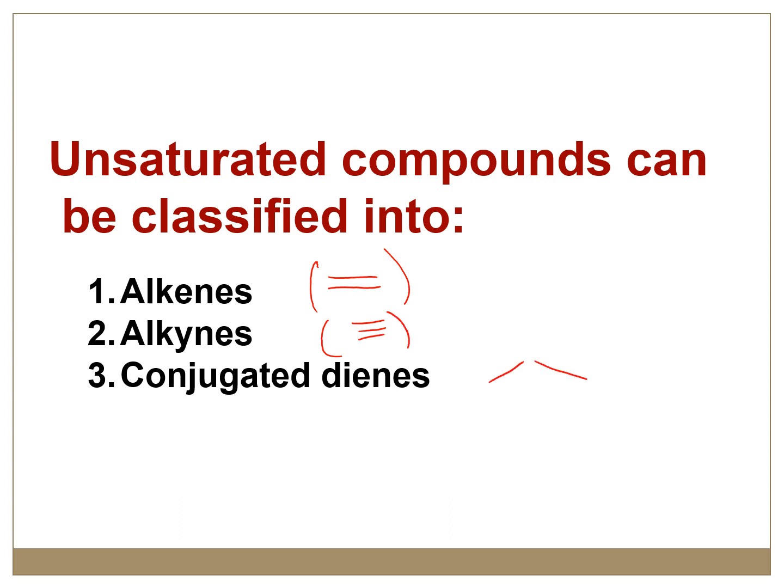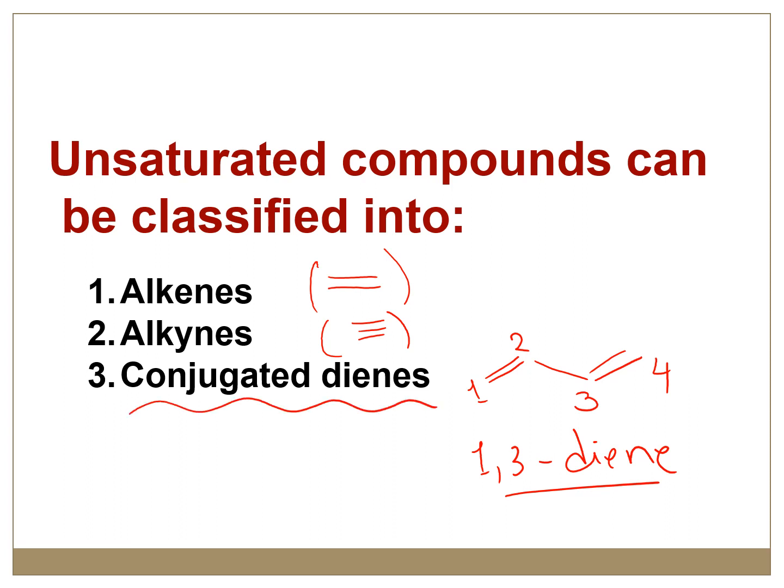Conjugated dienes are compounds that have a conjugation between single and double bonds. They are 1,3-diene compounds. Today we shall deal with the conjugated diene compounds. This is the main topic that we will be discussing in this video.